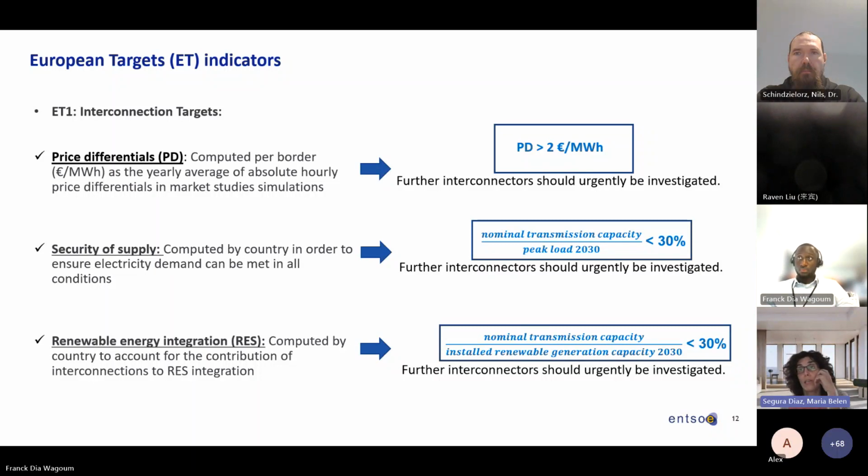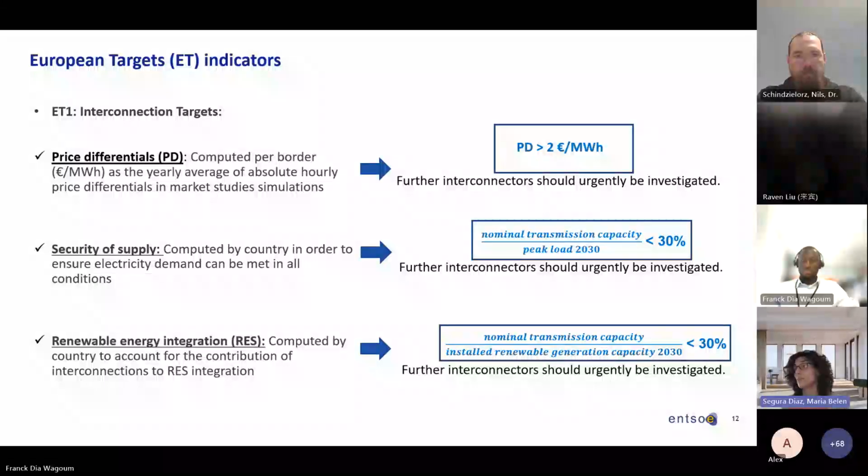The second indicator is the security of supply one, computed by country. The way to compute this indicator is to divide the nominal transmission capacity by the peak load by the 2030 horizon. The nominal transmission capacity corresponds to the maximum power flow that a cross-border can transmit in accordance with the system security criteria. And here, when this comparison is lower than 30%, it means that further interconnections should be urgently investigated in those countries.